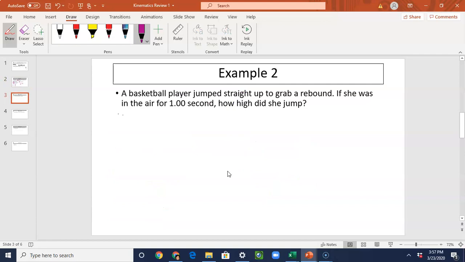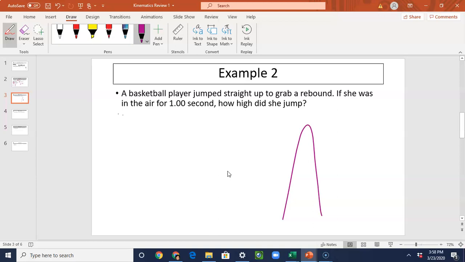Another example: a basketball player jumps straight up to grab a rebound. If she was in the air for 1 second, that seems like a long time. How high did she jump? If you try to draw a picture, the basketball player would be going up and down.